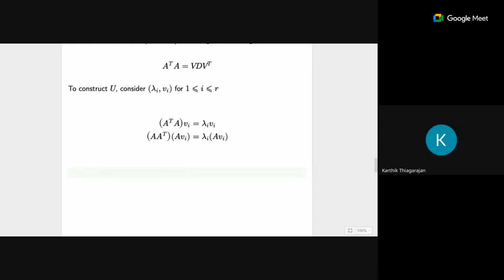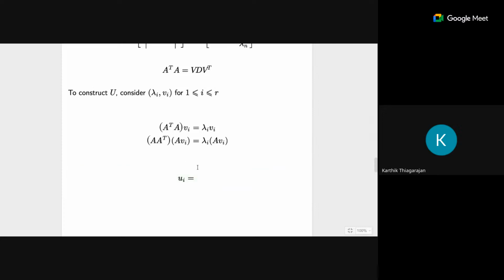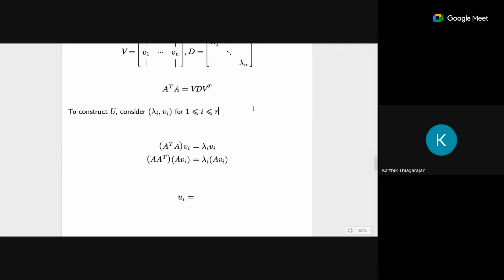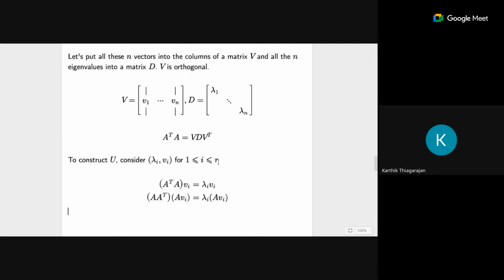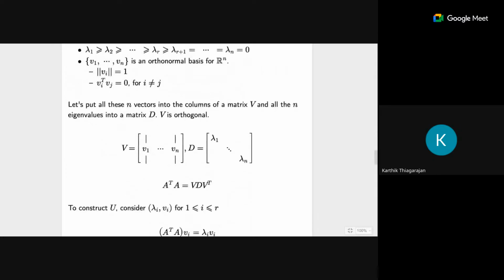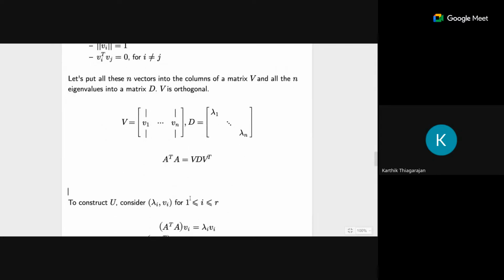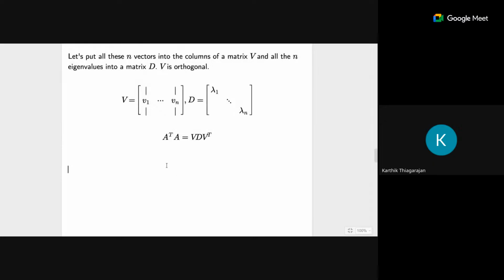So what we are going to do is define Ui as A Vi by sigma i. So we need sigma. One more step, so just stay with me. Since these lambdas are positive, V is constructed. Before we build U, it's easier to build sigma first. So how do we build sigma?